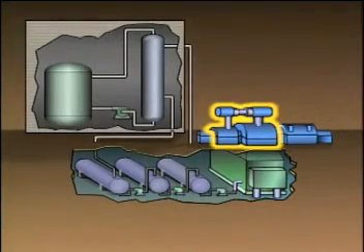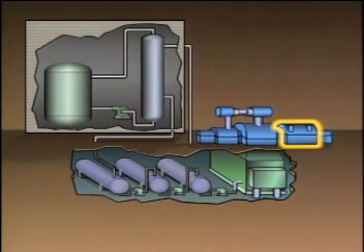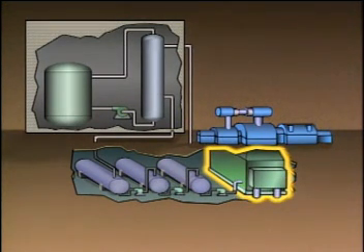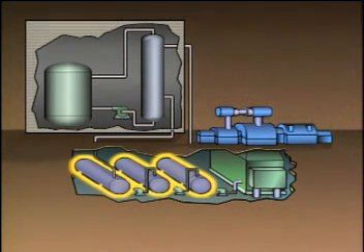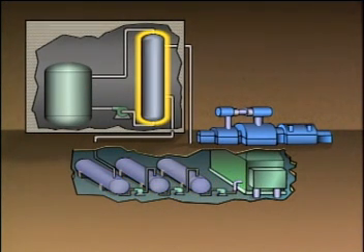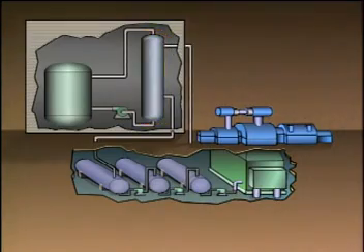Since the turbine is connected directly to the generator, the mechanical energy of the turbine is transferred to the generator where it's converted into electricity. The steam leaves the turbine and enters the condenser. In the condenser, more energy is removed from the steam, and it's converted back into water. The water is then pumped through a series of heaters and back to the steam generator, where it is boiled again to produce steam.